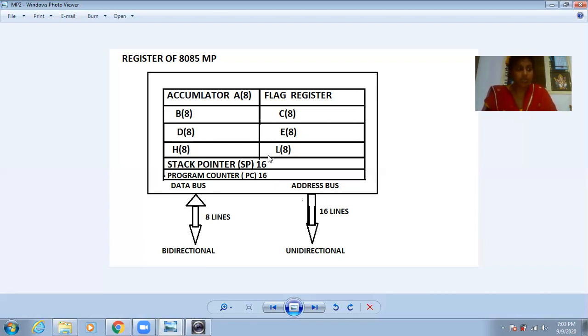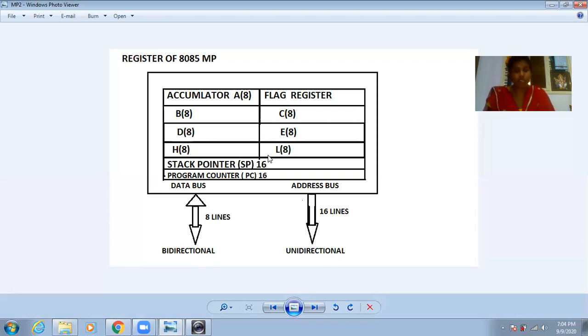Next we have the stack pointer. The stack pointer is denoted with SP, and this is made up of 16 bits. It is also known as the memory pointer because it is used to point to a memory location. The stack pointer is used to point to the memory location in RAM, and you can say RAM or read and write memory. Okay, next, program counter.